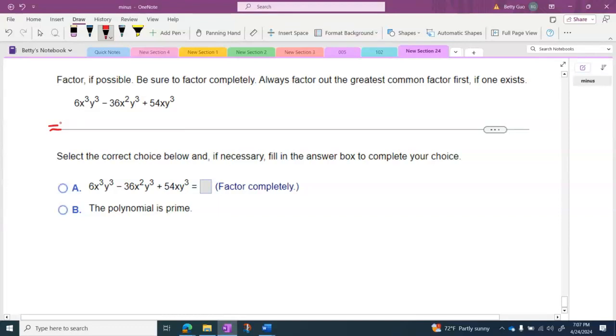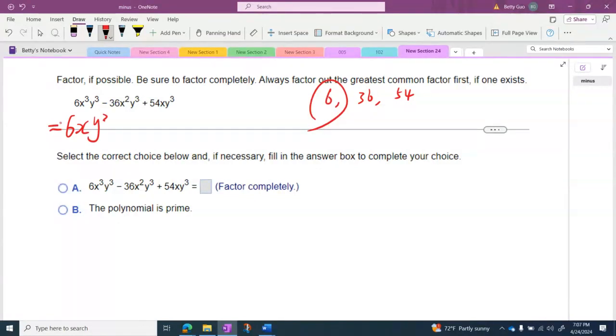So look at the numerical part, 6, 36, 54, GCF is 6. Why? Because 6 is a factor of 36. 6 is also a factor of 54. So that's the first special case we have. We're going to factor 6 out. And x is also common. Y cubed is also common. So the GCF is 6x y cubed.